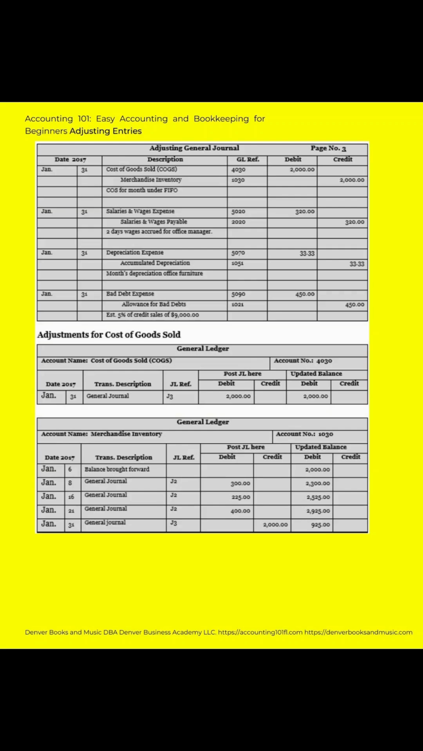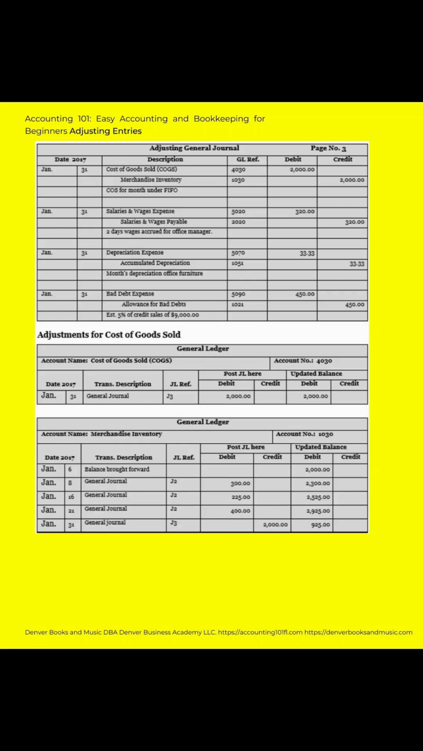Adjusting entries. At the end of an operating period or accounting cycle, accountants make adjusting journal entries for unrecorded revenue and expenses to determine the true operating results for the period.